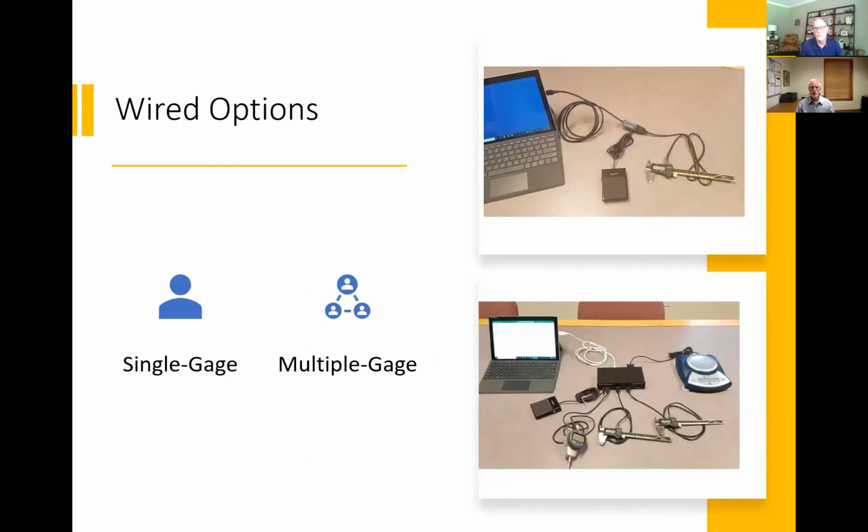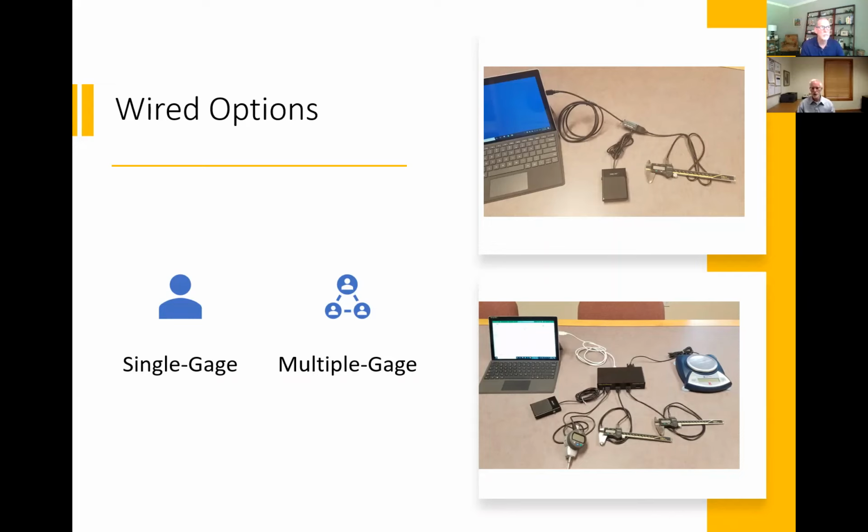So here's a couple of pictures of wired interfaces. In the upper right, I've got a picture of our Gageway SM interface. It's a single Mitutoyo Digimatic output device. In this case, I've got a 500 series caliper hooked up to it. I've got a foot pedal plugged into the side of it, and it's plugged into a Windows Surface tablet. So I would simply take a measurement, press on the foot pedal, and the data would show up directly into the application I had on the screen at the time.